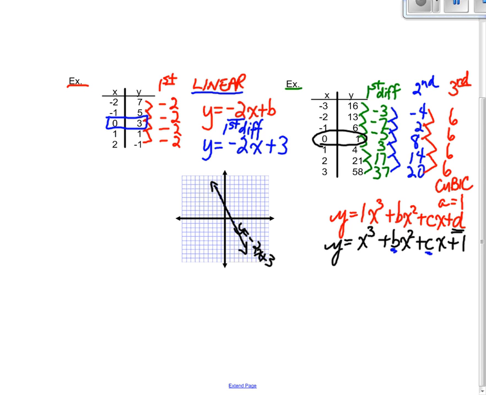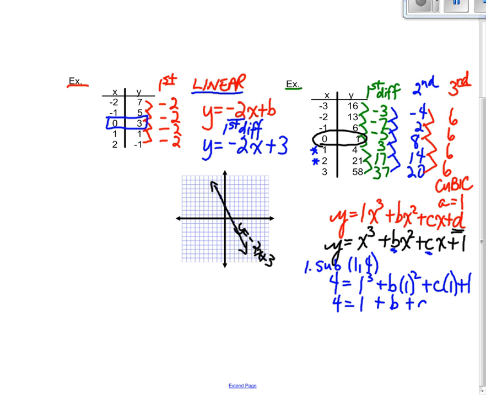I'm going to choose the nicest ones, which are the points 1, 4, and the points 2, 21. I'm avoiding negative numbers. So first step is I'm going to substitute the point 1, 4 into that equation. So I have 4 instead of y equals, I put a 1 wherever I see an x. 1 cubed plus b times 1 squared plus c times 1 plus 1. Going to tidy that up a little bit. I have 4 equals 1 plus b plus c plus 1.